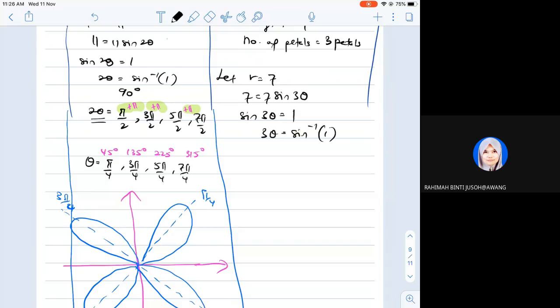Earlier we got 90 degrees. So 3 theta equals 90 degrees, which is pi over 2. Guys, the difference between this and the case of n even is that for this case, you need to add 2 pi. Before, you only added pi for the case of n even. But for the case of n odd, you have to add 2 pi, not pi anymore.